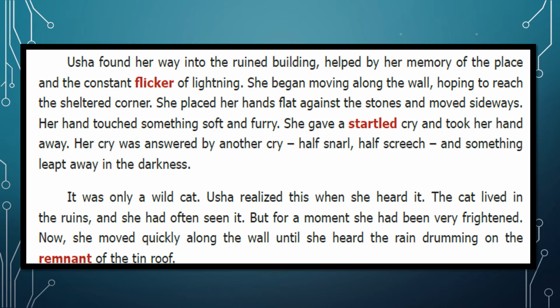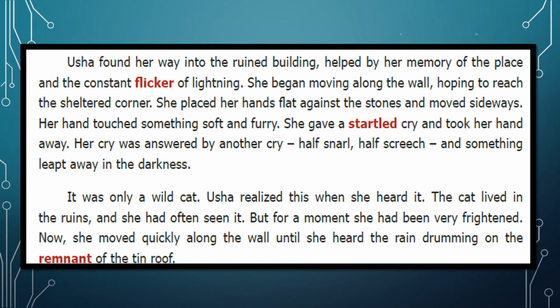Her cry was answered by another cry. Half snarl, half screech, and something leaped away in the darkness. It was only a wild cat. Usha realized this when she heard it. The cat lived in the ruins and she had often seen it. But for a moment she had been very frightened. Now she moved quickly along the wall until she heard the rain drumming on the remnant of the tin roof.